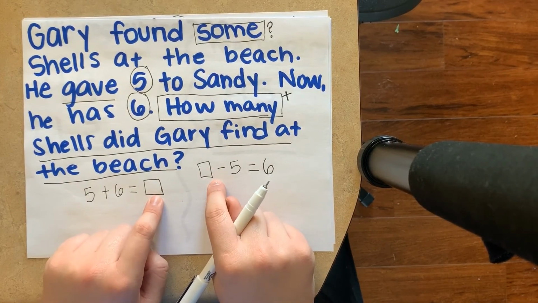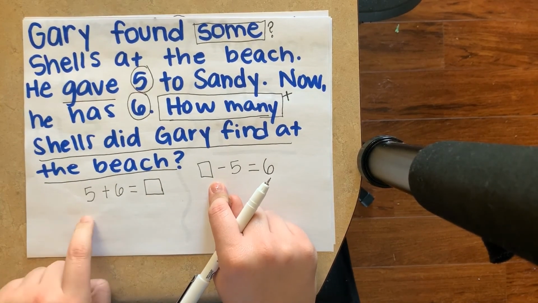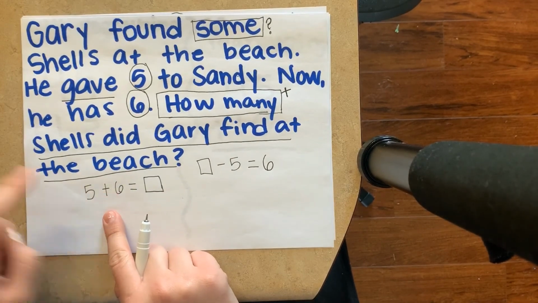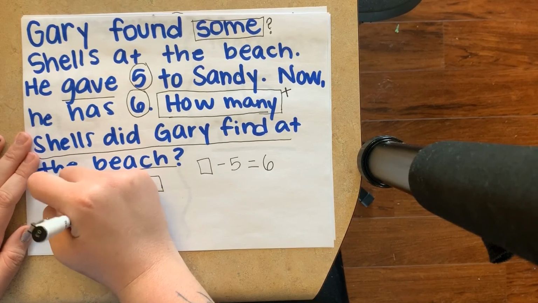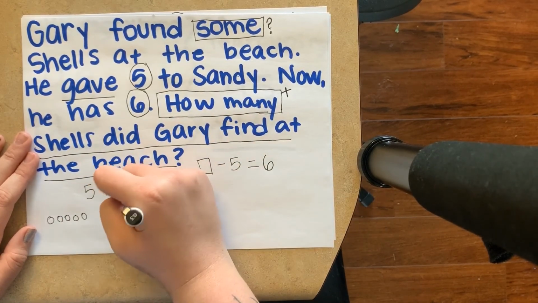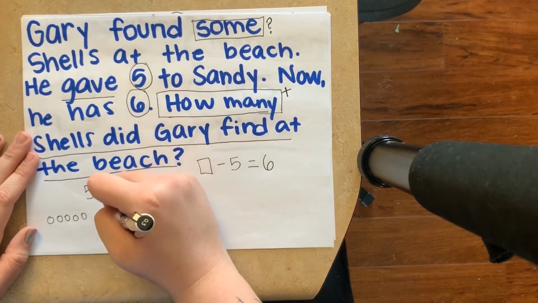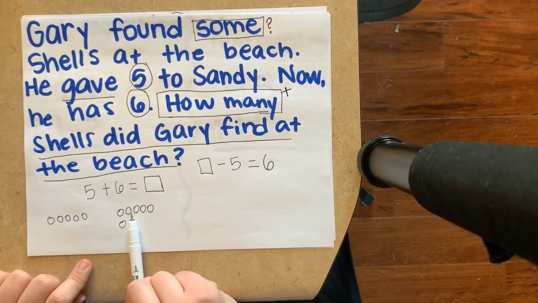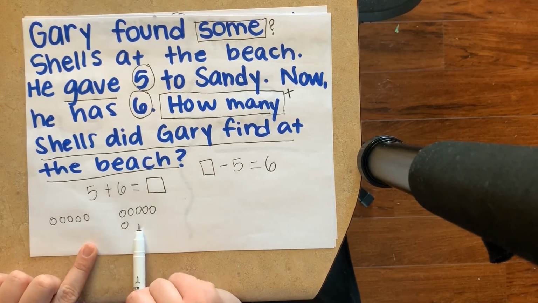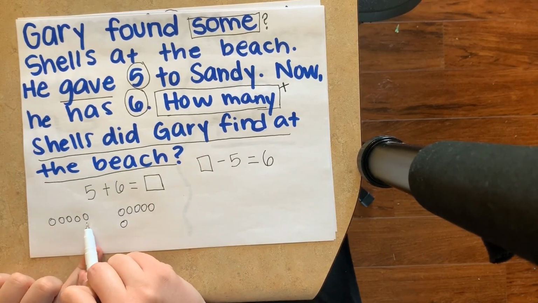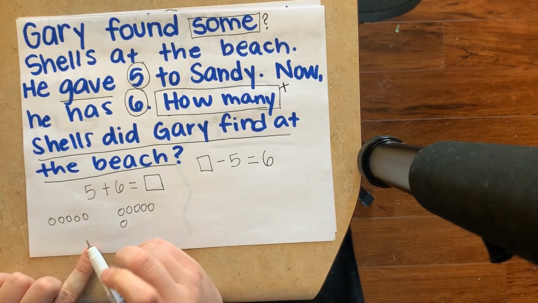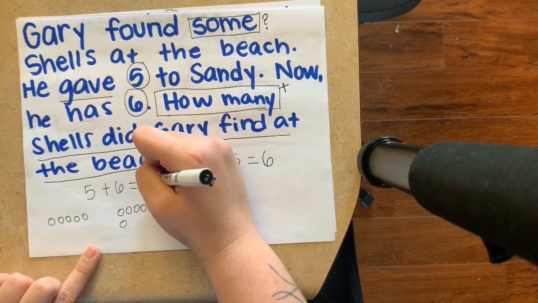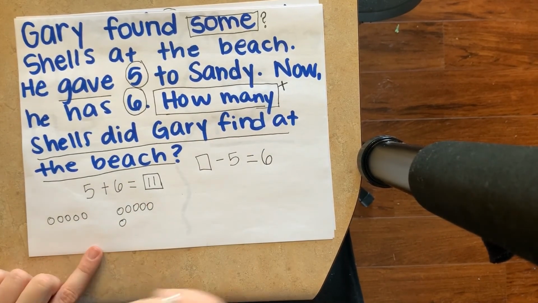Let's do some math and check and see if we're right. Let's do this one first. 5 plus 6. Let's draw 5 circles. 1, 2, 3, 4, 5, and then 6. 1, 2, 3, 4, 5, and 6. 6 is the bigger number, so I can put it in my head and count up. 6, 7, 8, 9, 10, 11. So 5 plus 6 equals 11.